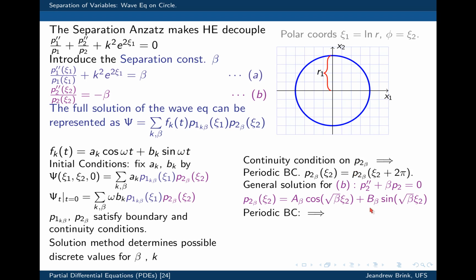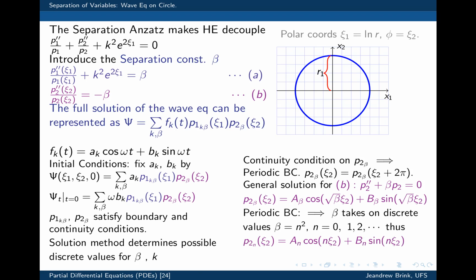If you impose the boundary conditions, you see that this thing is periodic if and only if, when you let C2 go to C2 plus 2 pi, the value is the same, and that's only true if the square root of beta is an integer. Okay. So this condition chooses the allowed parameters, and in this case, beta takes on values of n squared, where n is 0 or a positive integer.